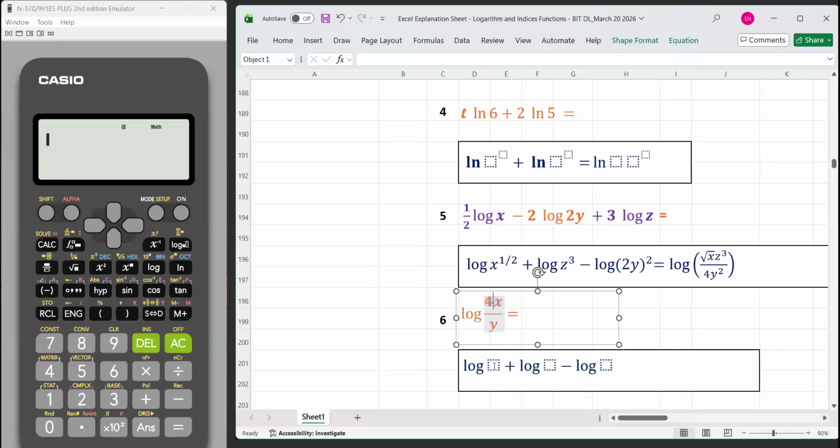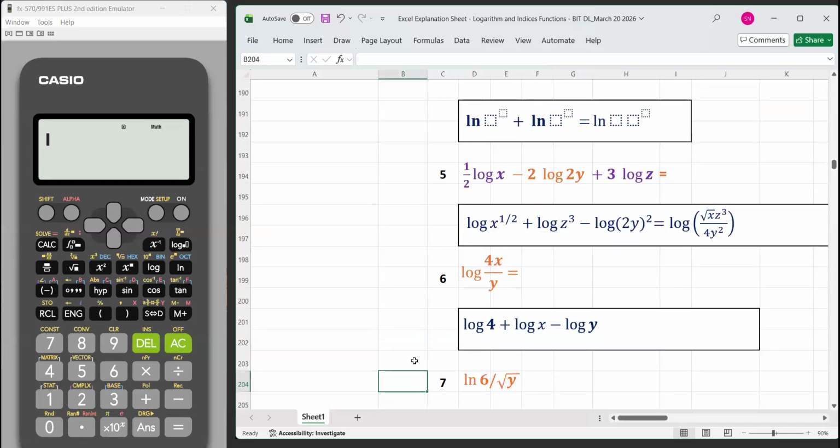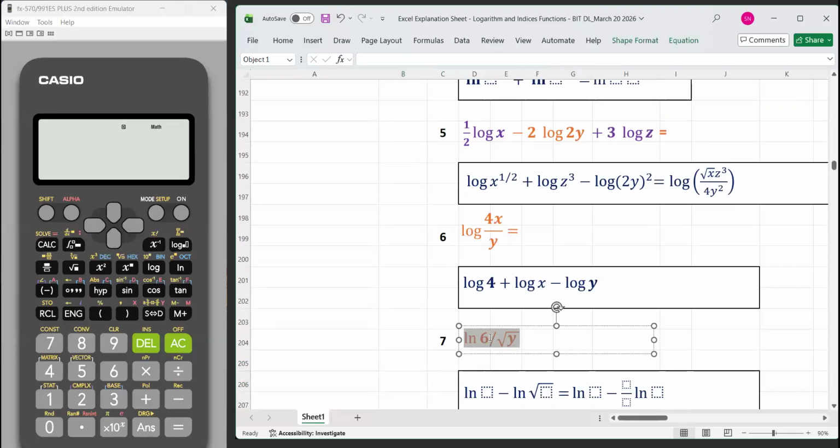So who can help us? The numerator will be what? Log 4 plus log x, minus log y. Okay, so log 4 plus log x, and then the division, the subtraction becomes division, so minus log y. You see, it is that simple if you're able to tell. The numerator is 4 times x, so it becomes log 4 plus log x, and then the division gives you minus log y. Let's take another one. What about this? Natural log of 6 divided by square root of y.